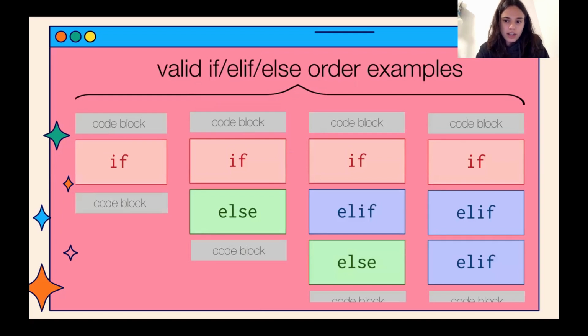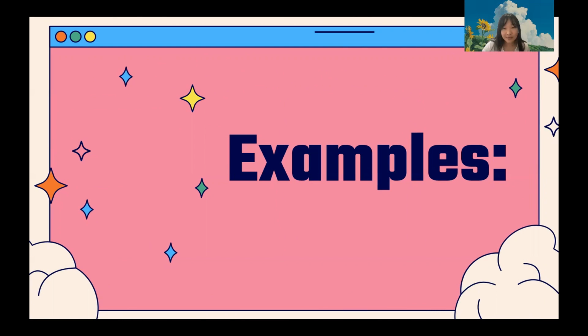So either just an if statement, an if statement at the beginning and an else statement at the end, or an if statement at the beginning, an else statement at the end, and then one or multiple elif statements in the middle, depending on what the code is. Let's go through a few example problems to practice what we just learned.